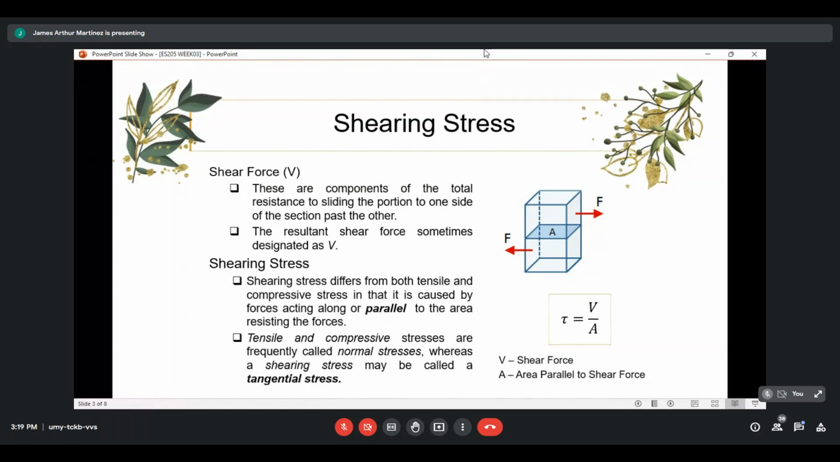So the formula for shear stress is represented by the Greek letter tau. Tau is equal to V over A, or a force per unit area lang gihapon since it is a stress. It's just that V refers to the shear force, katong force nga nagresist sa force applied, divided by the area, where ang area nga atong i-consider is again parallel to the shear force.